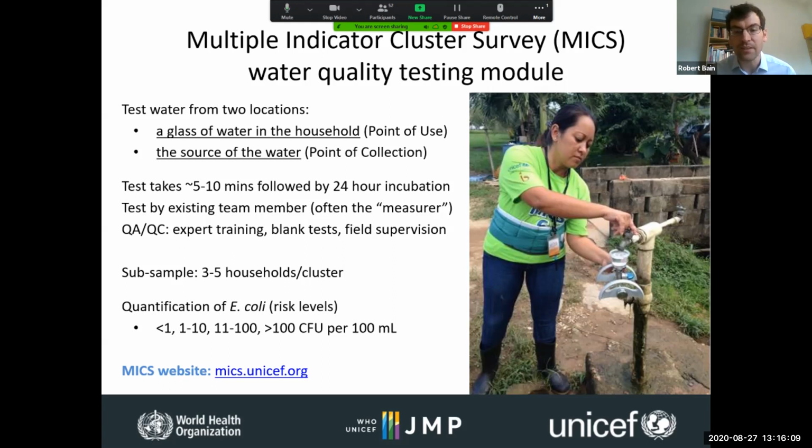In a mixed survey, there's often around 10 to 20 teams. So the total cost is around $50,000 to $80,000 to add water quality testing. But that's a relatively small proportion of the overall cost of these surveys, which can range from $500,000 to several million. So it makes it quite cost effective relative to running a separate survey for water quality testing.